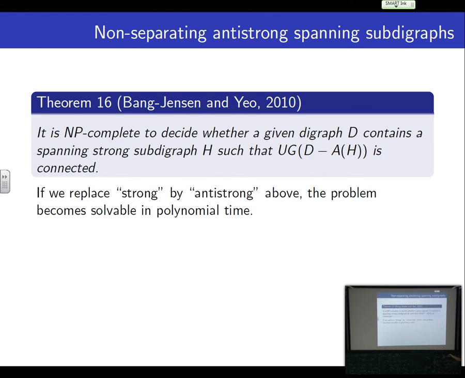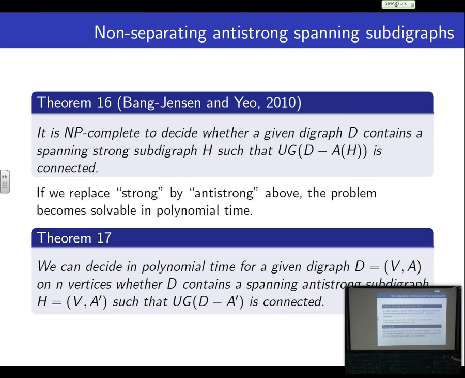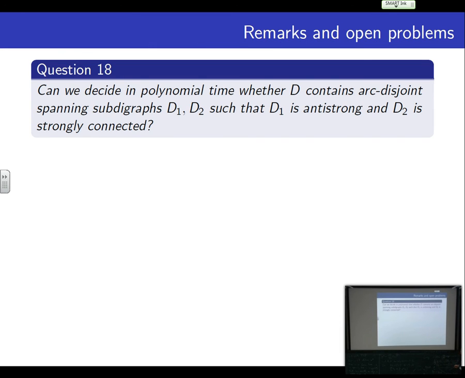But if we replace strong by antistrong, then we get a polynomial problem, namely the following. If I have a digraph and would like to know whether I can two-color so that the first color is antistrong and spanning and the second color is connected, this is polynomial because of the matroids that are behind it. So you just use the matroids and then you can do it. Okay. So what about this question here, which I think could be of some interest. Is it possible to decide whether you can two-color the edges of a digraph again, so that one part is antistrong and spanning and the other one is strongly connected and spanning?